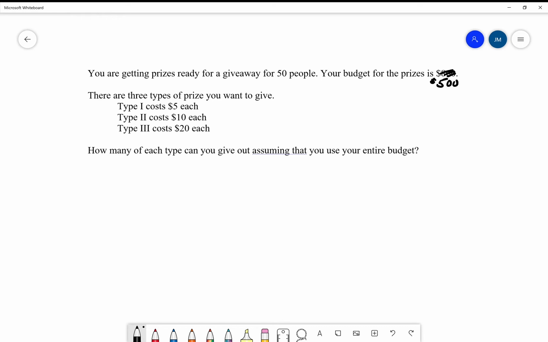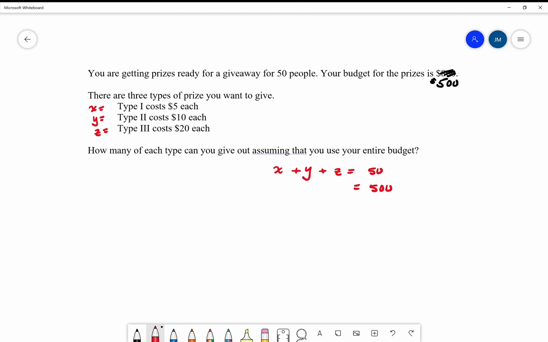So we have three different kinds of prizes, which tells us that we're going to have three unknowns. So I'm going to say that x is the number of type 1s, y is the number of type 2s, and z is the number of type 3s. And what do we know about this? Well, we know that we want to give away 50 prizes, so the sum of the number of prizes, which is x plus y plus z, has to be 50. And I know that my total cost has to be 500.